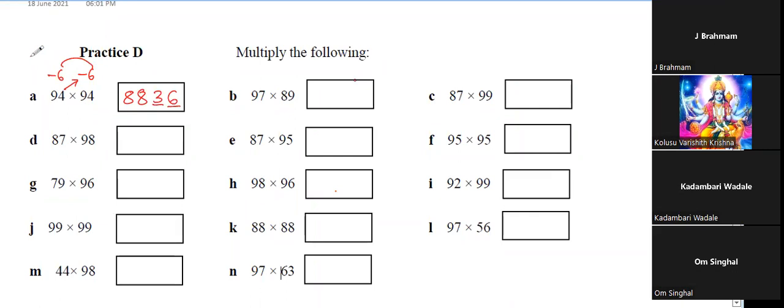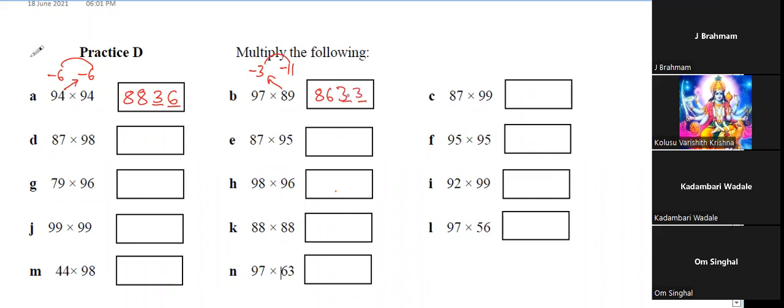Okay, Surya Madhav. Sir, 97, we'll take the base as 100. For both numbers, 100 only. So 97 minus 3, and 89 minus 11. Then which is easy? 97 minus 11 or 89 minus 3? 89 minus 3. Then do that. 89 minus 3 is 86. Then we'll reserve two places because 100 has two zeros. Then 3 into 11 is 33. That is your answer.